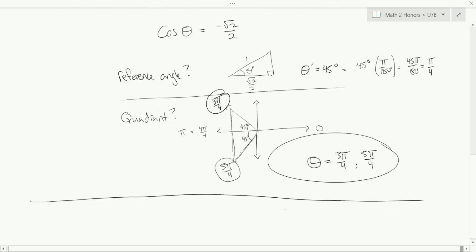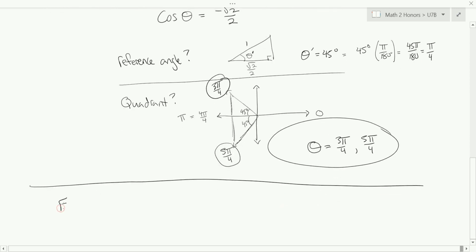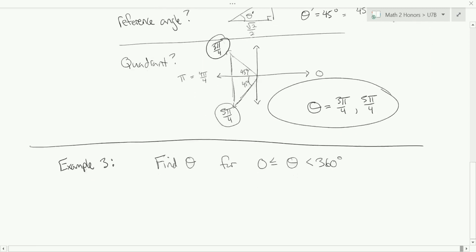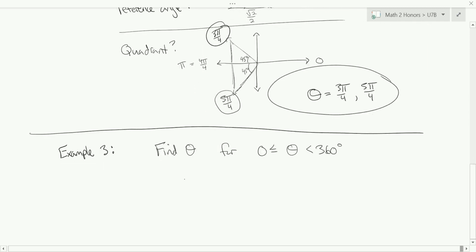All right, example 3. Find theta for theta between 0 and 360 degrees. So now I'm allowing you to give your answer in degrees. Tangent of theta is, let's go, negative root 3 over 3.